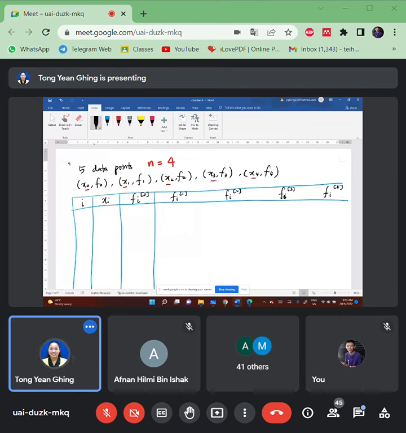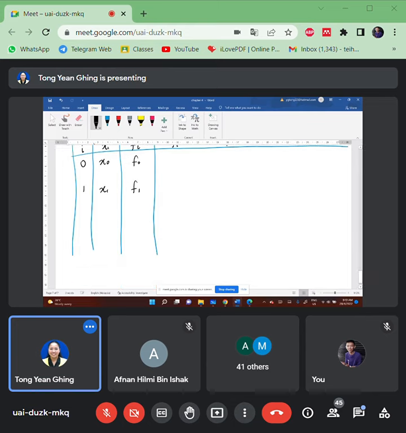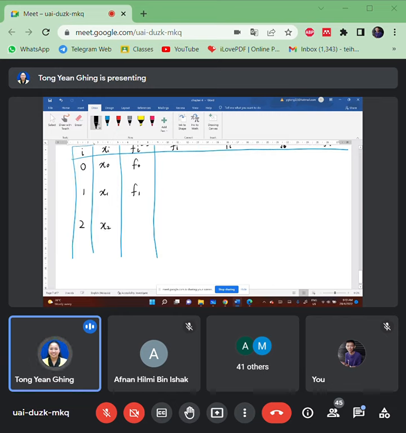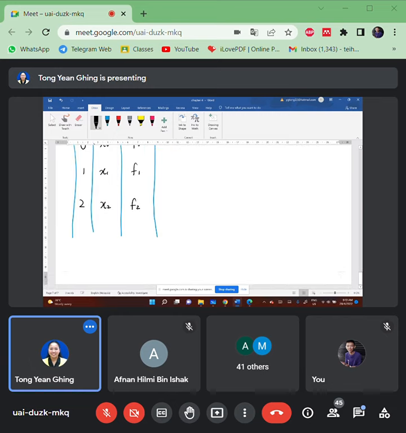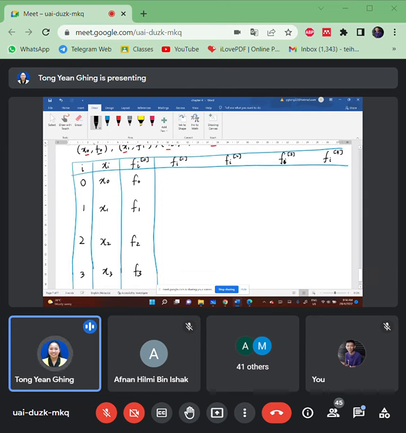Saya tulis balik sini. So here 0, x1, this is x0. So this is f0. This is 1, x1, f1. This 2, x2, f2. x3, f3. I don't like this one because this have break and then tak boleh pergi dah. And then 4, x4, f4. Macam ni. Okay, so now start from this without difference.